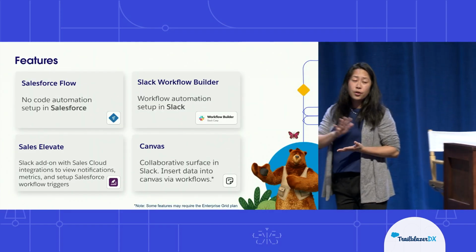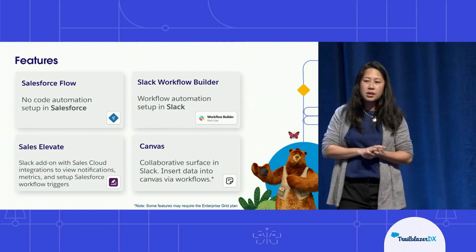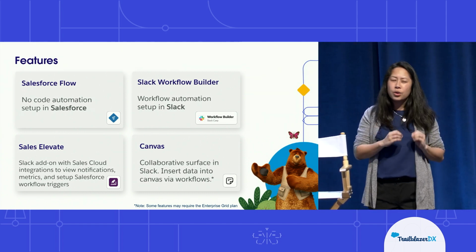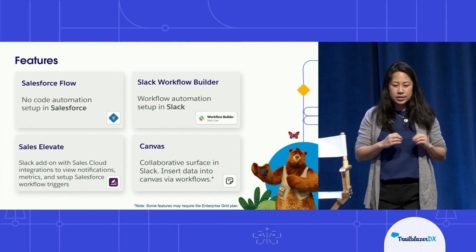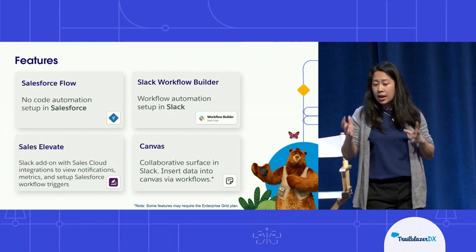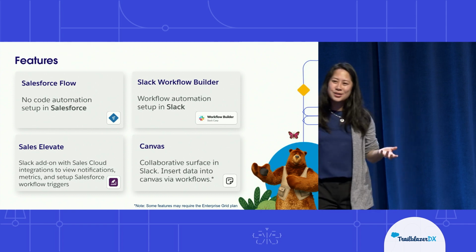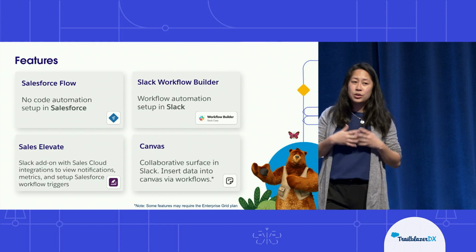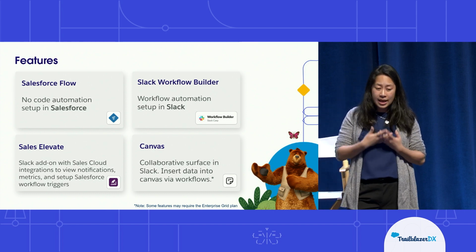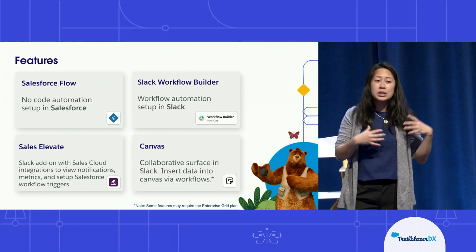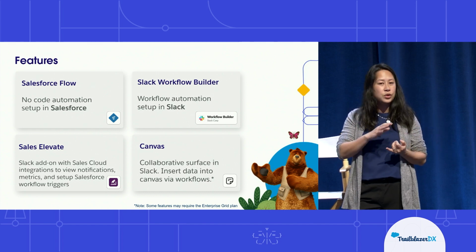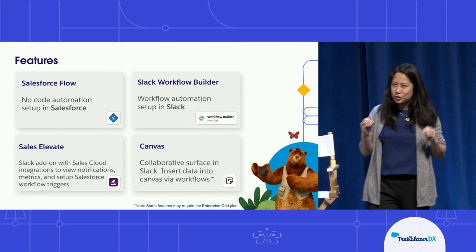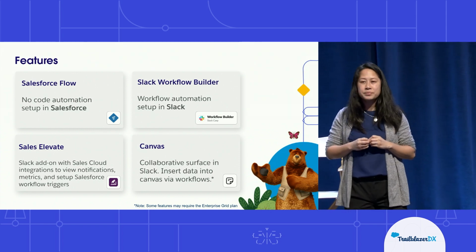Today I'm going to be covering 4 different product areas. We talked a little bit about Salesforce Flow, which is a no-code automation experience within Salesforce. We also are talking about Slack Workflow Builder, which is the automation surface within Slack. And you may not have heard about it, but we have a new Slack add-on called Slack Sales Elevate. And this integrates with Sales Cloud to have integrations to view notifications, metrics, and also to set up Salesforce workflow triggers. And we're really going to lean into that today.